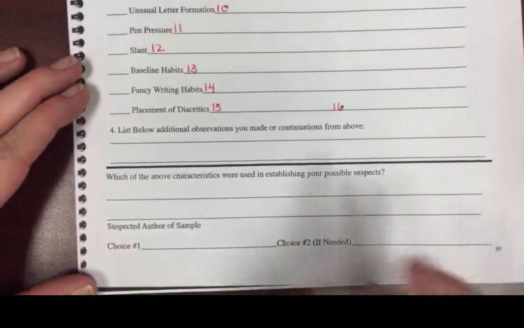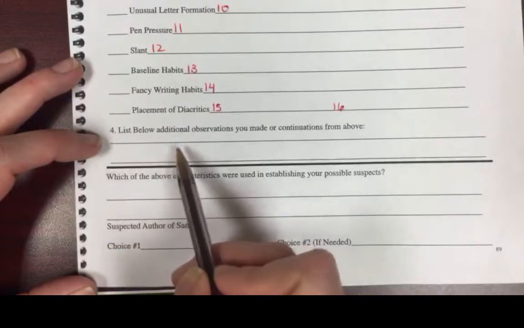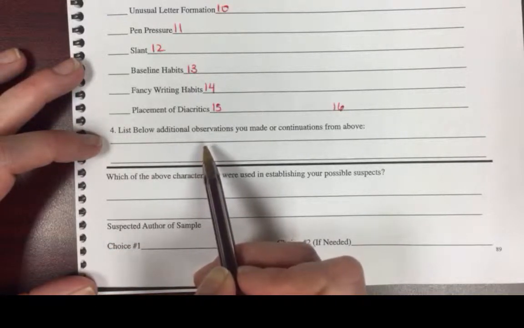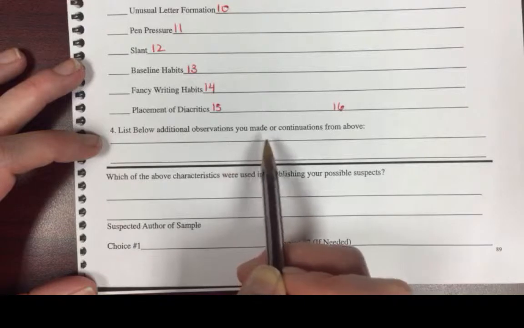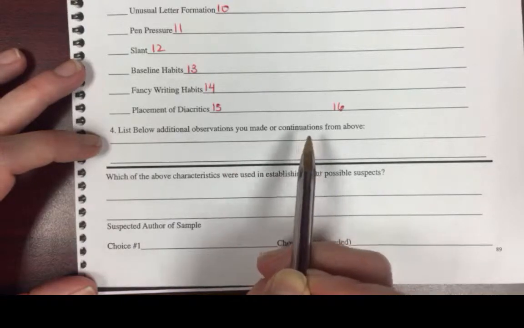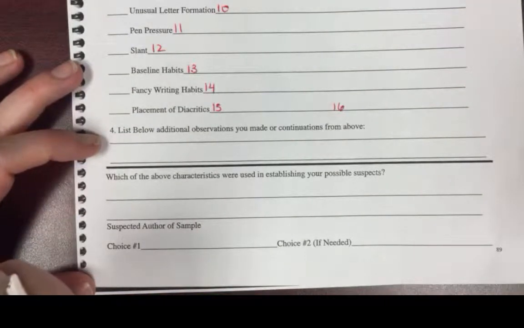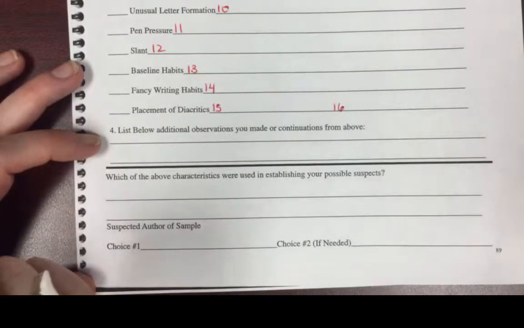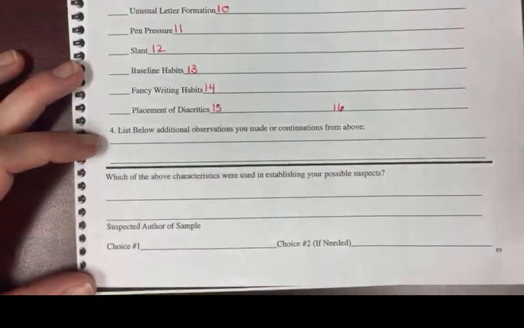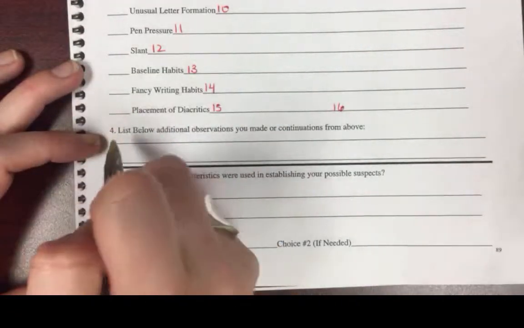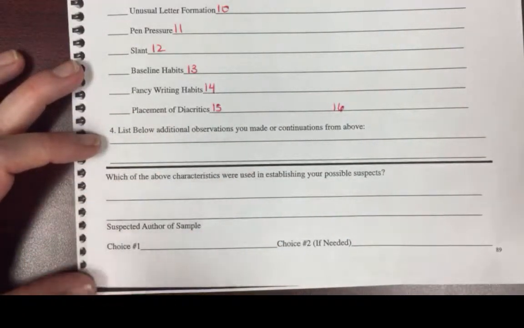Once you're done, you're going to get to the bottom. It says, question number 4, list below additional observations you made or continuations from above. So you're going to see if there's anything else that's specific about the handwriting sample that you think is valuable that you did not mention already going through the report. You may or may not see something to fill in for question number 4.